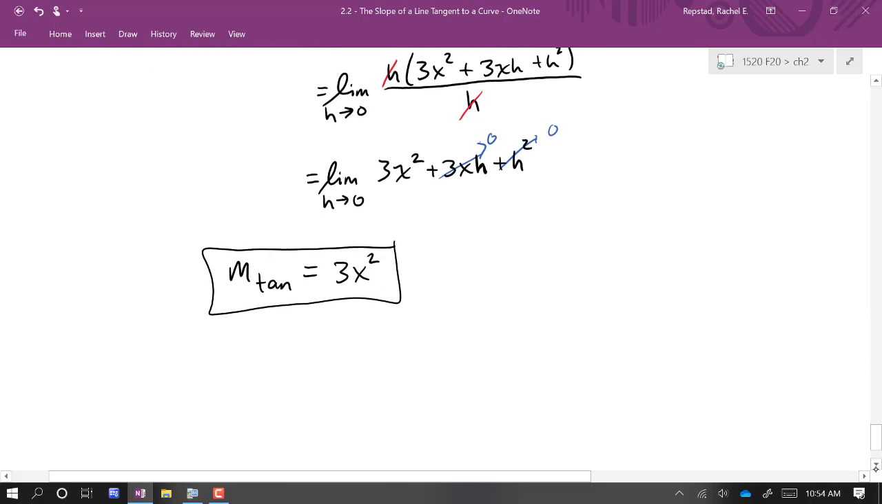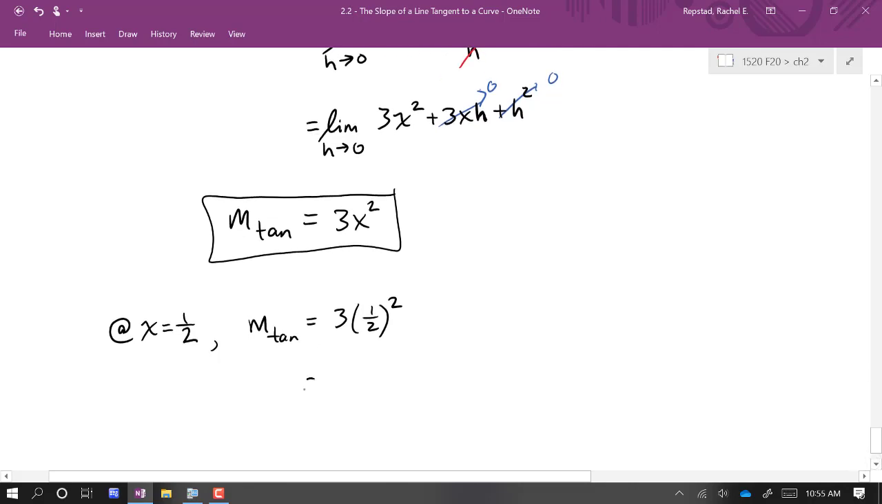And the last thing they've asked us to do is evaluate this tangent slope at x equals a half. So 3 times 1/2 squared is 3/4. I guess we could say that our function is increasing at x equals a half.